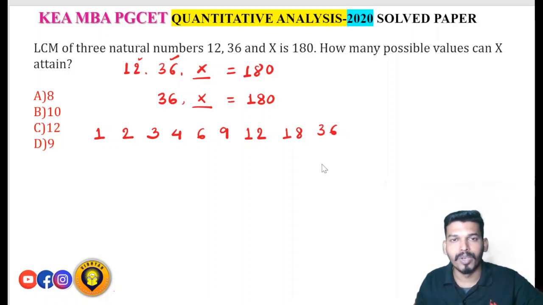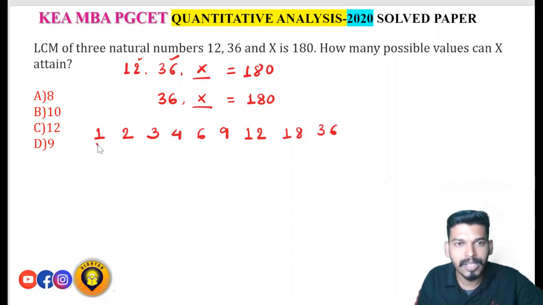Now, what are the possible values of x? The possible values of x will be the product of this with 5. You have to multiply it by 5 because 36 5s are 180, right? So since 36 5s are 180, if you want to get the possible values of x, you have to multiply all the numbers by 5. Then you will get the values that x can attain.